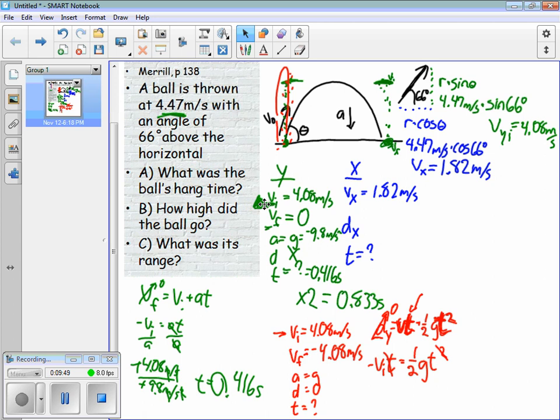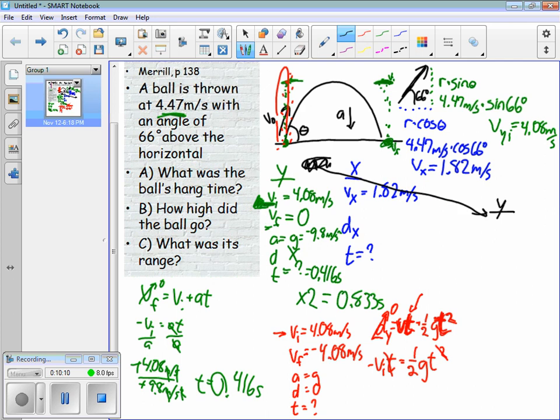Now, how are we going to move on to part B? It says, how high did the ball go? Let us focus on the y-axis again, and I can actually use the same information as before, that I'd done over here in green. So let me bring that over here. Focusing on the y, I have the initial velocity, final velocity, acceleration, displacement, and time.